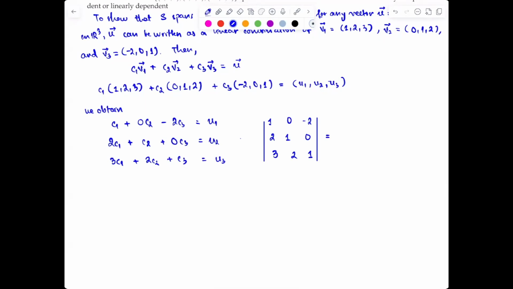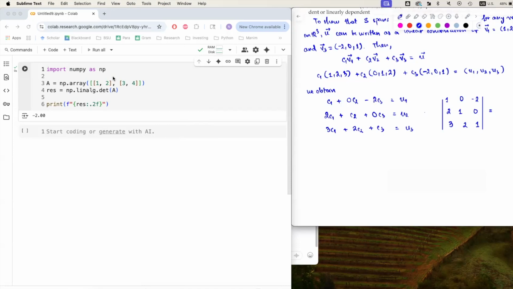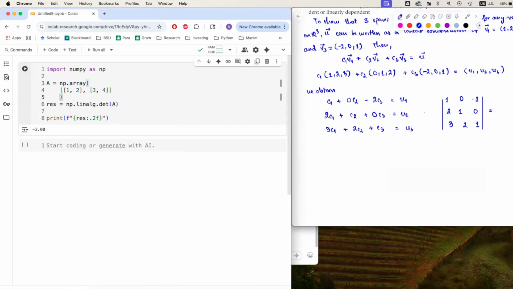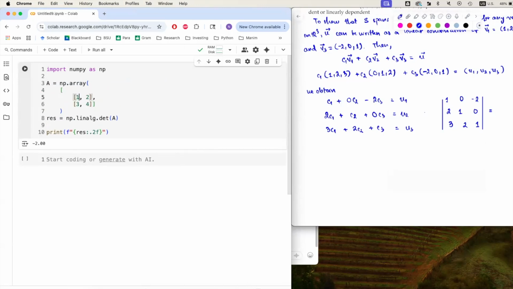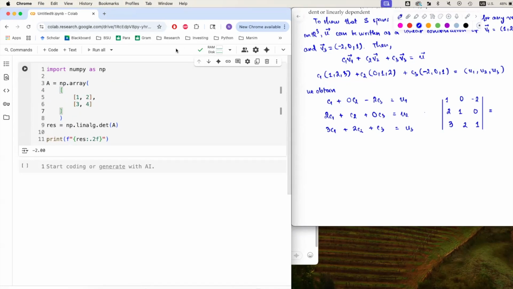Can you let me know, did I show you how to find the determinant using code, using Python? So here is the code. Import numpy as np as always. You're going to form a coefficient matrix, which in this case is going to be different from what you see on the screen now. And we're going to use np.linalg, which stands for the linear algebra package, and the determinant is just det, which stands for determinant.